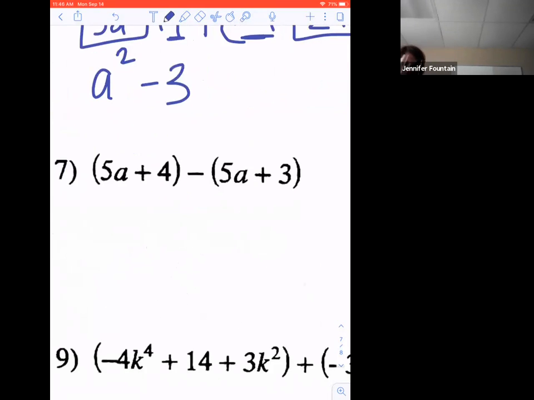Look at number 7. I'm going to keep 5a plus 4. I'm going to change from subtraction to addition, but that means I have to change the signs of everything inside parentheses. So 5a becomes negative 5a, positive 3 becomes negative 3. Work it out.